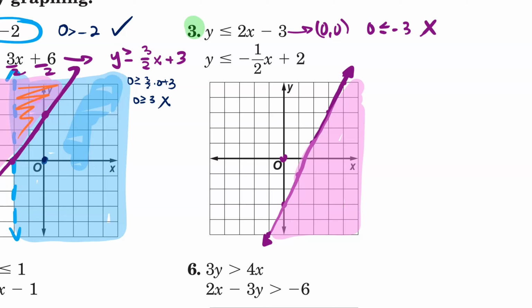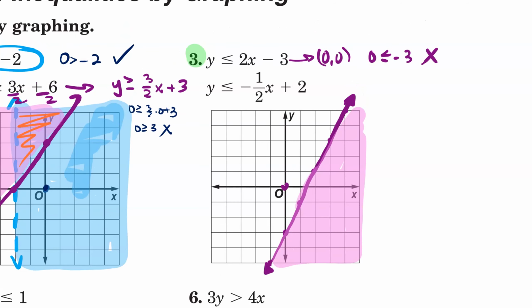If I plug in 0 for y and 0 for x, it turns into 0 is less than or equal to 2 times 0 minus 3. I should show that. Turns into that. And then the second one. It's true, right? 0 is not less than -3. -3 is less than 0, yeah. So if I pick +2, slope -1 over 2.